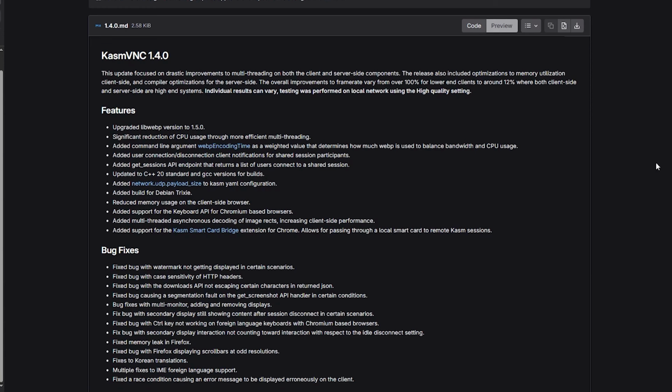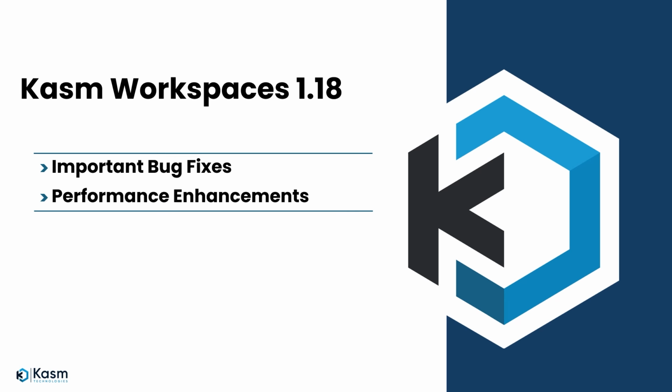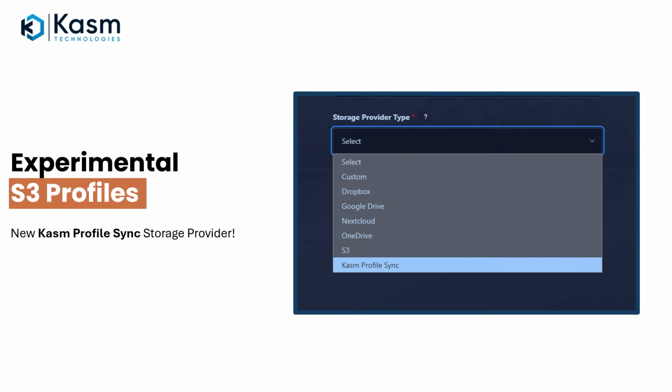In addition to this, all of our 1.18 images now ship with the latest Kasm VNC 1.4.0, which includes numerous new features and bug fixes. One of the most notable improvements is the significant reduction in CPU usage thanks to more efficient multi-threading. In addition to these new features, Kasm Workspaces 1.18 also delivers a number of important bug fixes and performance improvements. Here are some of the notable enhancements coming in 1.18.